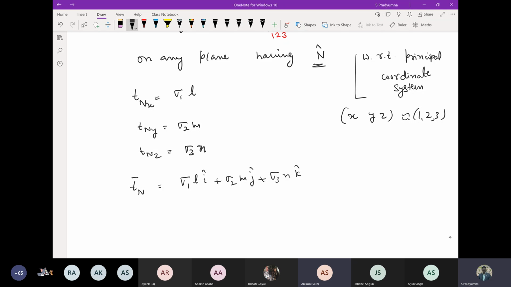For example, if I want to find out sigma n, it is equal to Tn dot n, that is equal to sigma 1 L square plus sigma 2 m square plus sigma 3 n square. This is the normal stress.